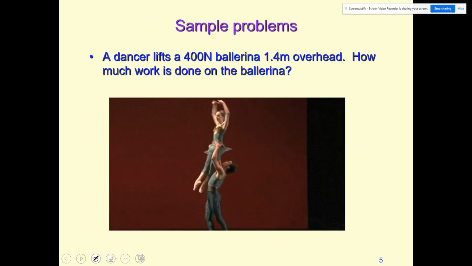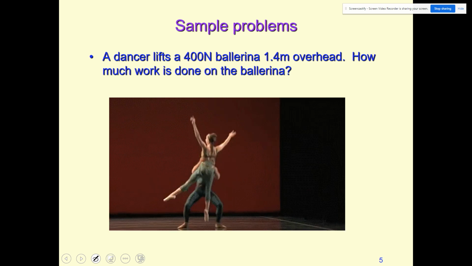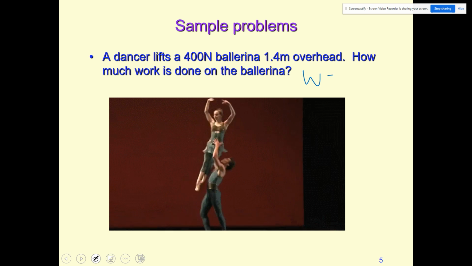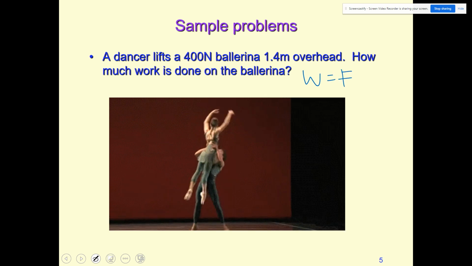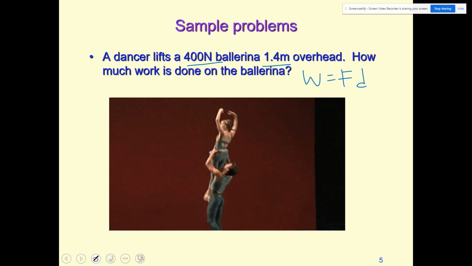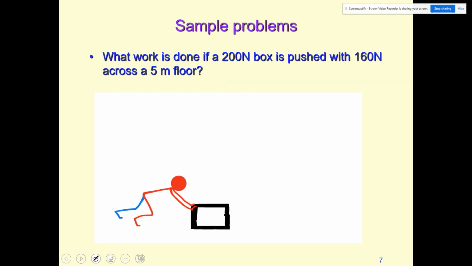All right, let's take a look at a sample problem. A dancer lifts a 400 newton ballerina 1.4 meters overhead. How much work is done? Remember, work is force times distance. Here's a distance, here's a force. Plug them in, and you get 560 joules. Check your answer.